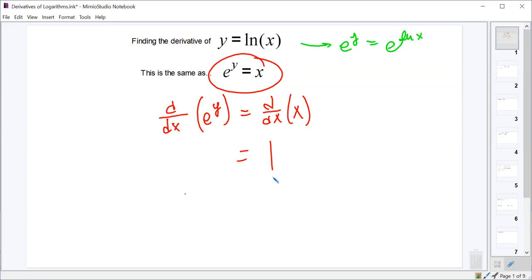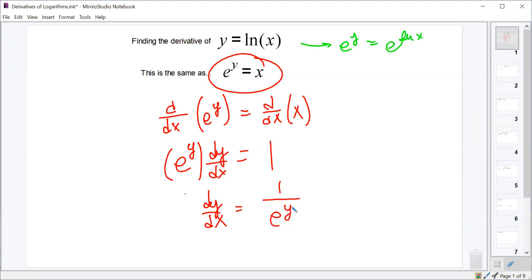On the left-hand side, we're taking the derivative with respect to x of a term that has y's in it. We just take the derivative of that with respect to y. So what's the derivative with respect to y of e to the y? e to the y. And then what's the derivative of y with respect to x? dy dx, right? And so we end up with dy dx, or the derivative of natural log of x, is equal to 1 over e to the y.